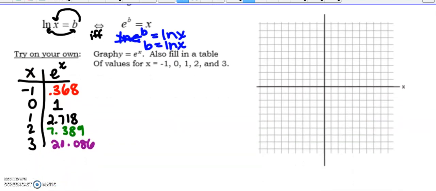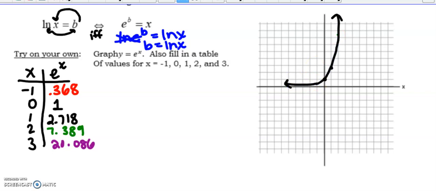So graphing this, I have -1, 0.368. I have the 0, 1. I have the 1, e. I have the 2, 7.389, 3, 20.086, and a little bit more. And then the other one is going to literally be off the chart. So I'm going to go ahead and graph this in the shape of an exponential.